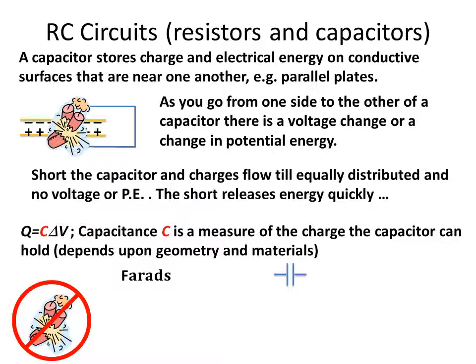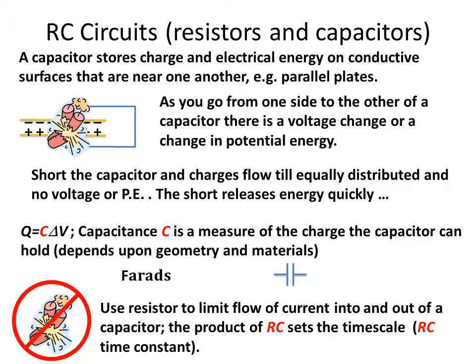If you don't want a capacitor to blow up when you take charge off of it or current off of it, we use a resistor to limit the flow of current into and out of a capacitor. It turns out that the product of the resistance times the capacitance sets the time scale. Sometimes this is known as the RC time constant. R times C turns out to have units of seconds.